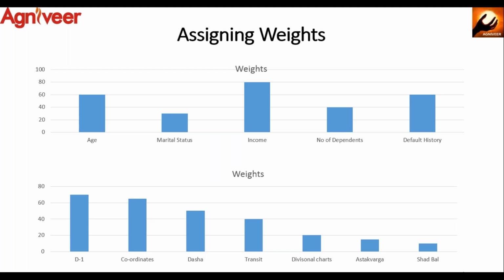Ashtakvarga talks about. Shadbala is mainly the bar chart of strength. Shad means six and Bala means strength. So six types of strength taken all at a time form my Shadbala.